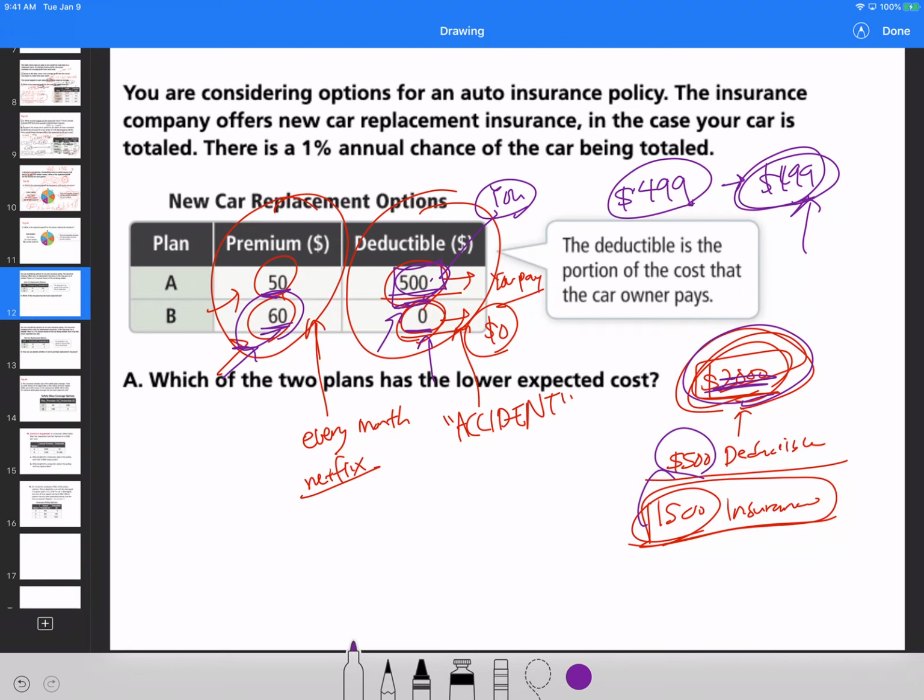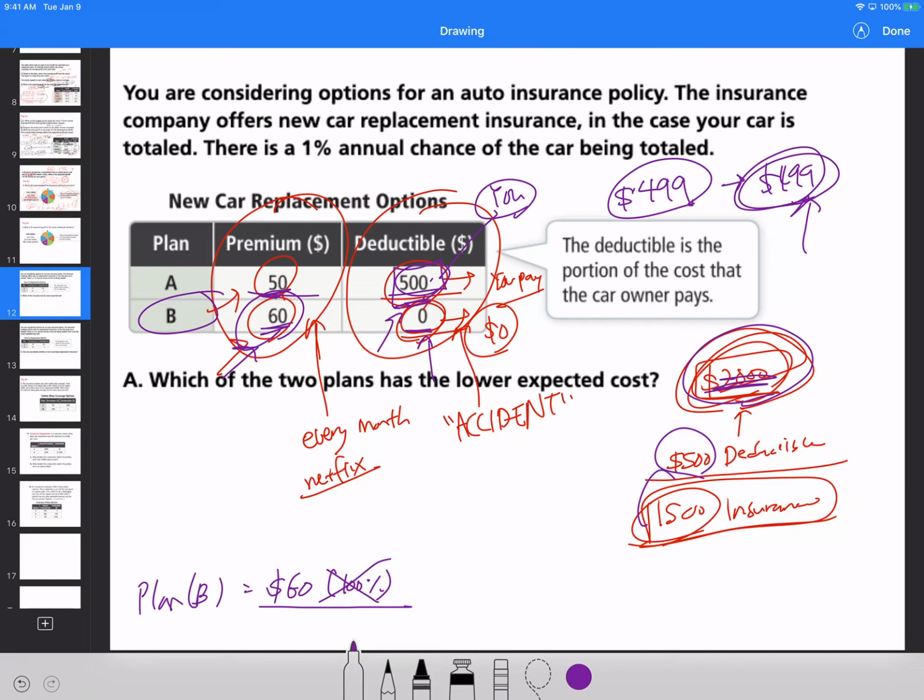Okay? So now that you know what premium and deductible mean, let's talk about expected values. The expected value of Plan B is very simple. Plan B is $60 that you have to pay. Why? Because there's a 100% chance in which you have to pay the premium. That doesn't change, which is just one. So your expected value of payment is $60.